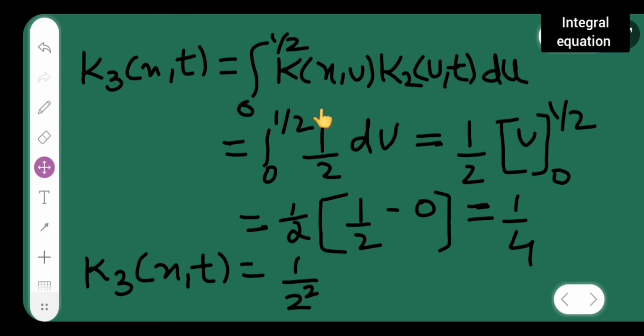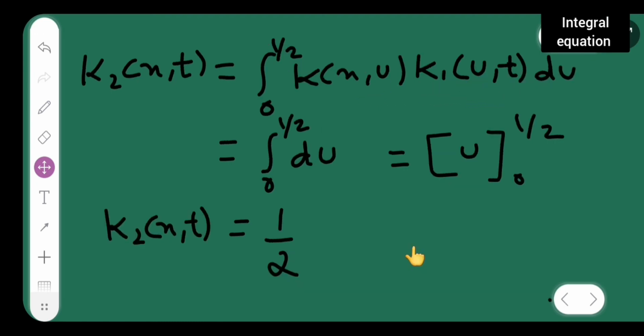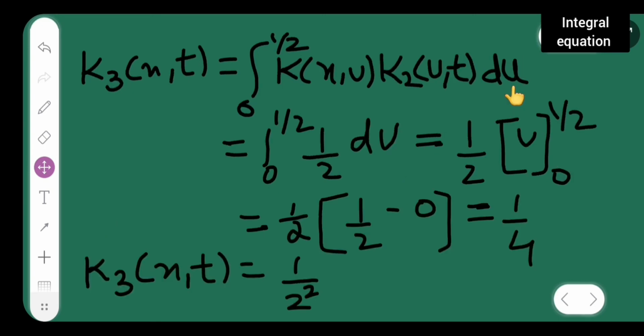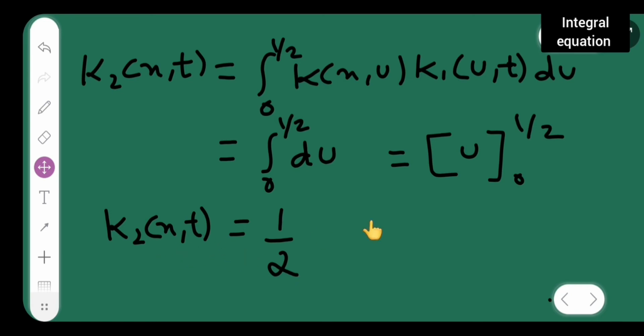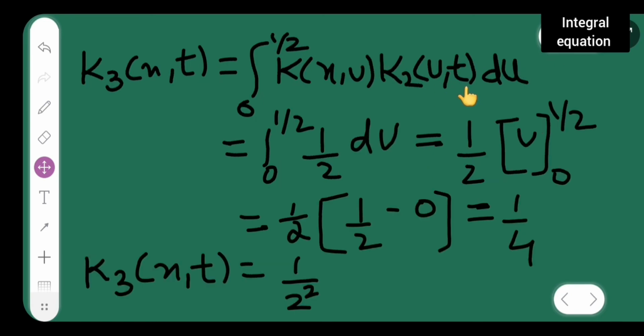Now k3(x,t) I have to find out. Now it is integral from 0 to half k(x,u) k2(u,t) du. Earlier it was k(x,u) into k1(u,t). So now this is equal to what? Integral from 0 to half, what is my k(x,u)? It is nothing but 1. And what is my k2(x,t)? It is half, but x and t is there. Here u and t is there, but still it's half only. And then du. We are integrating this with respect to u, right?